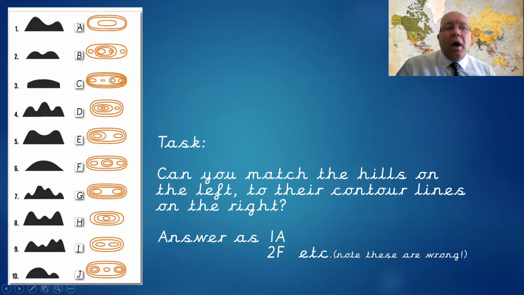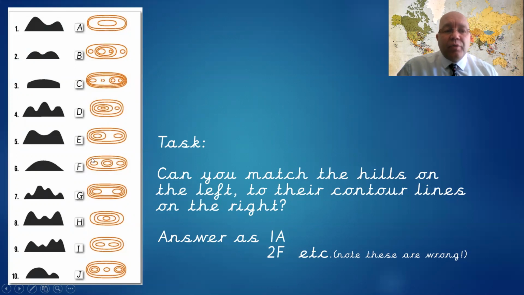Write a number and write a letter. You don't need to do the drawing unless you want to. But all I need from you is a number and a letter. Okay? So there's your challenge for today. Let's see if you can recognize what these contours mean and how it shows how the land is shaped.